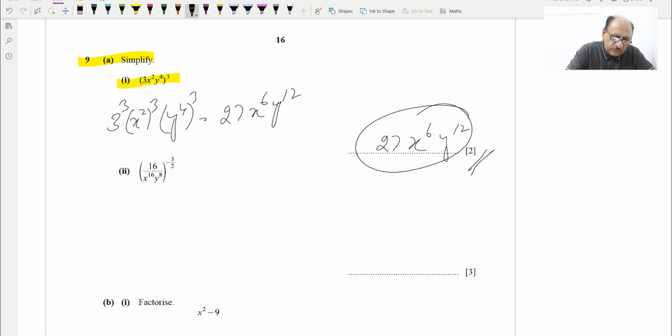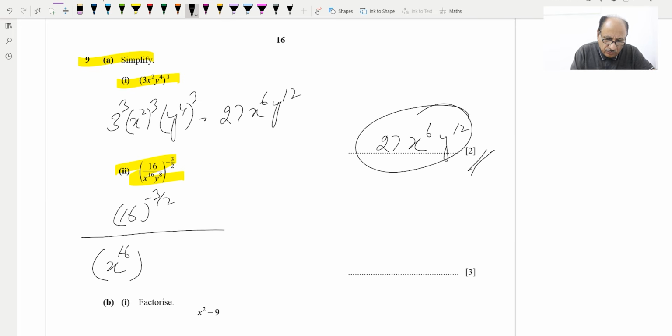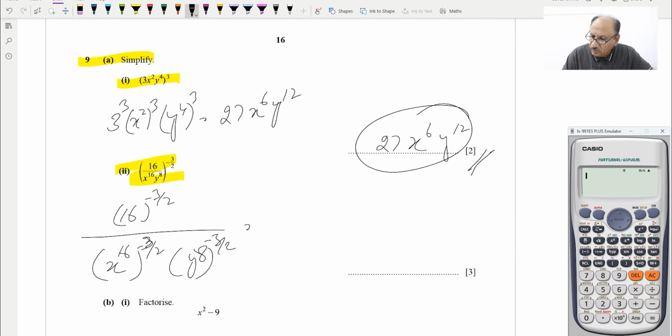Hopefully you understand this. Now for the next part, this is given which we need to simplify. So 16 raised to the minus 3 by 2, and this will be y raised to the power 8 raised to minus 3 by 2, and 16 raised to the power minus 3 over 2 will be 1 over 64.